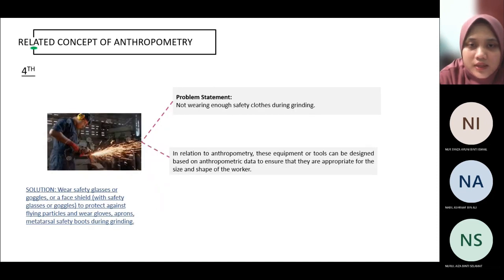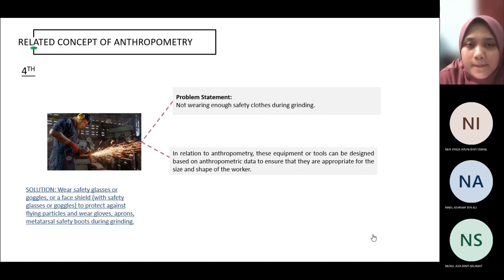Okay, the next problem is not wearing enough safety clothes during grinding. The solution is wearing safety glasses or goggles or a face shield to protect against flying particles, and wearing gloves, aprons, and metatarsal safety boots during grinding. In relation to anthropometry, this equipment can be designed based on anthropometric data to ensure that it is appropriate for the size and shape of the worker.